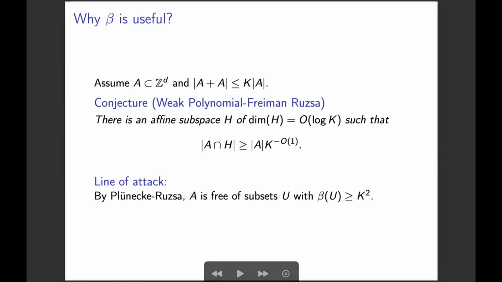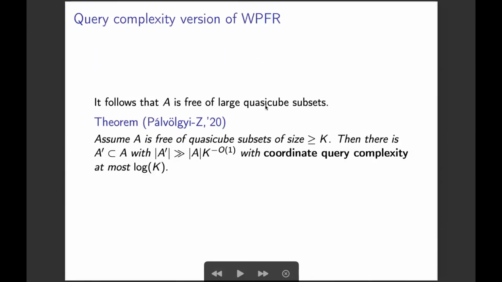But now we already know a whole family of subsets which have quite large beta. So we just conclude that if we have |A+A| less than K|A|, then A is free of large quasicubes. And since this is a fairly large family, we end up in a situation of figuring out what actually we can say about a set if it doesn't have any large quasicube as a subset. And it turns out that you can have a description.